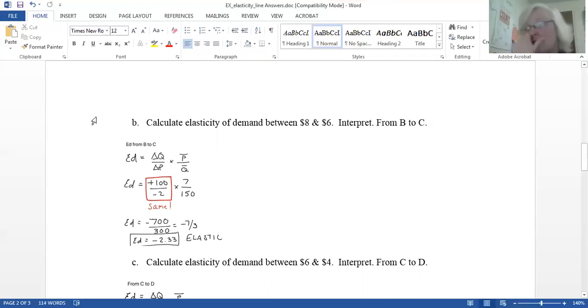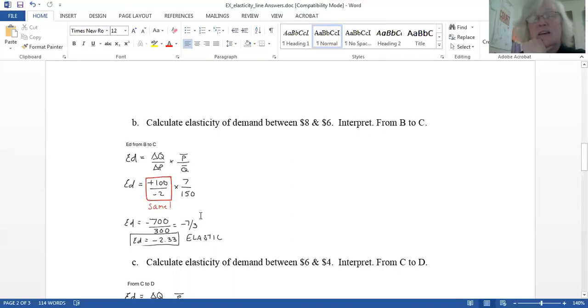Okay. And so that's what I did. I copied over the 100 over the minus 2. In this case, halfway, my average price, halfway between 8 and 6, obviously, is 7. My average quantity between B and C is 100 and 200. Halfway between 100 and 200 is 150. So that's how I got the average quantity. When I multiply the top and multiply the bottom, I get negative 700 over 300, reduces to negative 7/3.